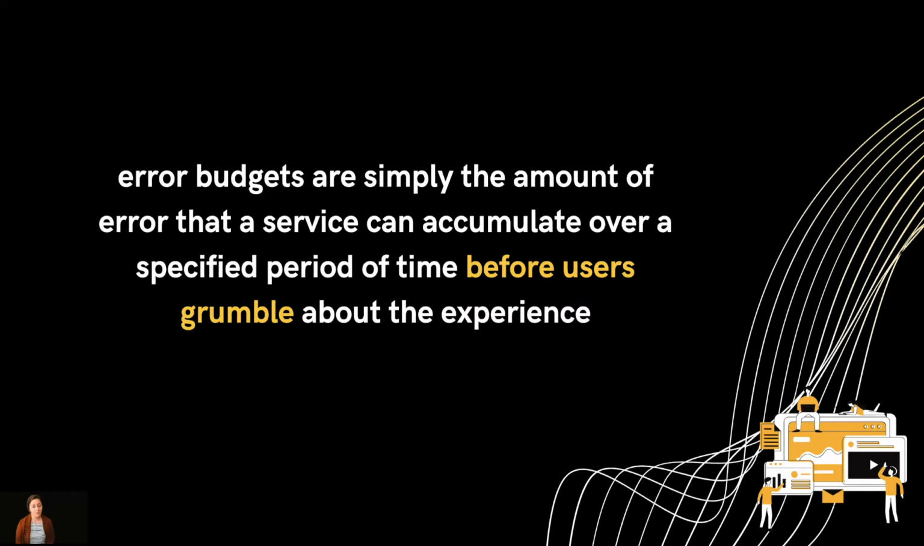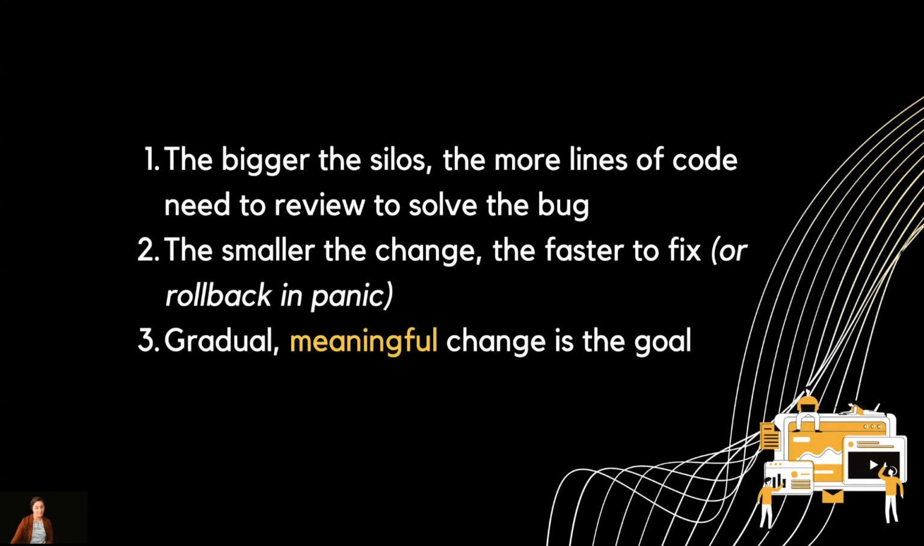So what can we do to abstract from that and to stop having conversations around what went wrong and who's responsible, and to flip the conversation to how can we build a system that is just good enough that our users enjoy the experience they're having? So error budgets are simply the amount of error that a service can accumulate over a specified period of time before users grumble about the experience that they're having. We're able now to flip to that kind of thinking because of some of the foundational beliefs that we have from working in DevOps for so long.